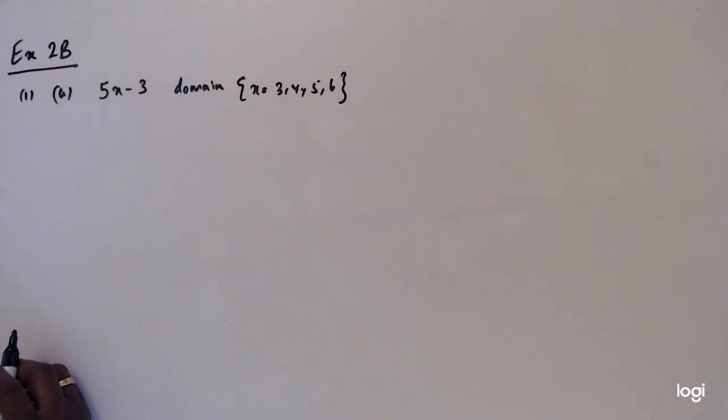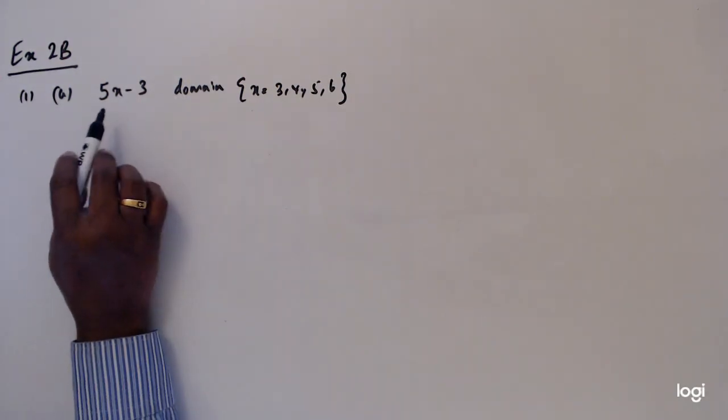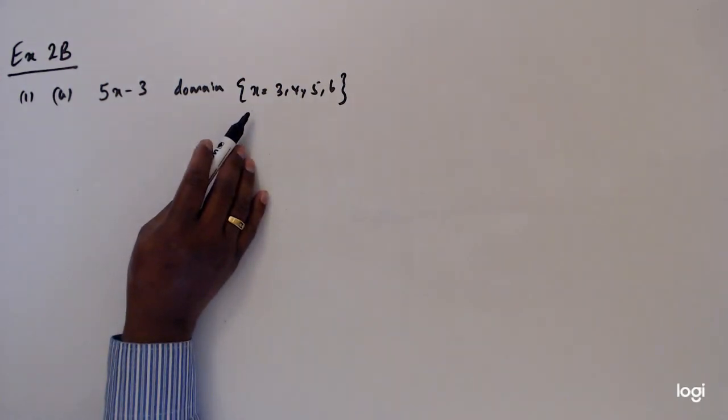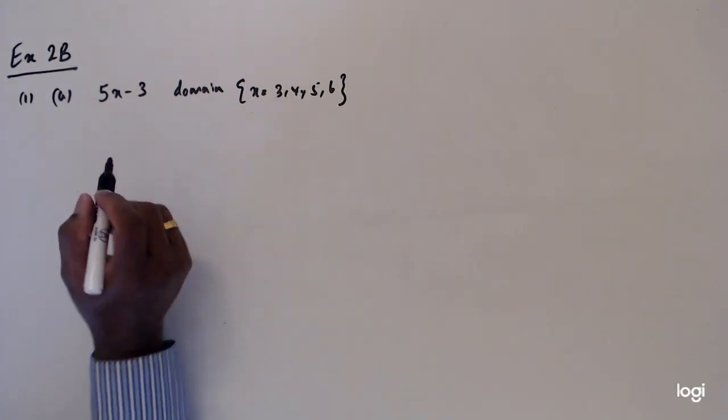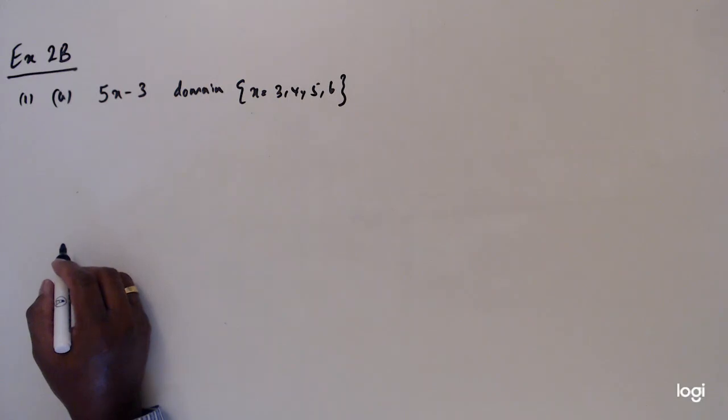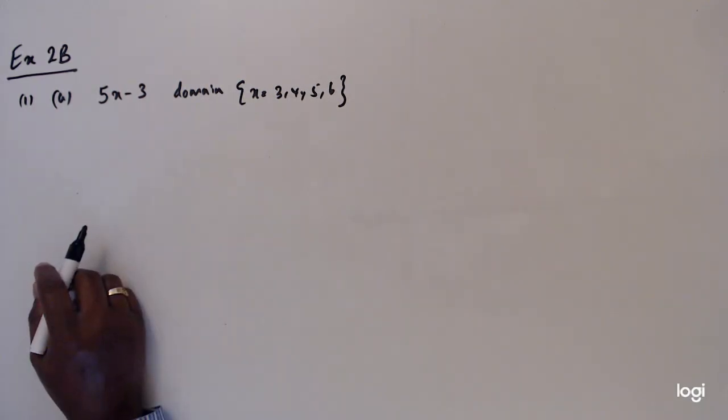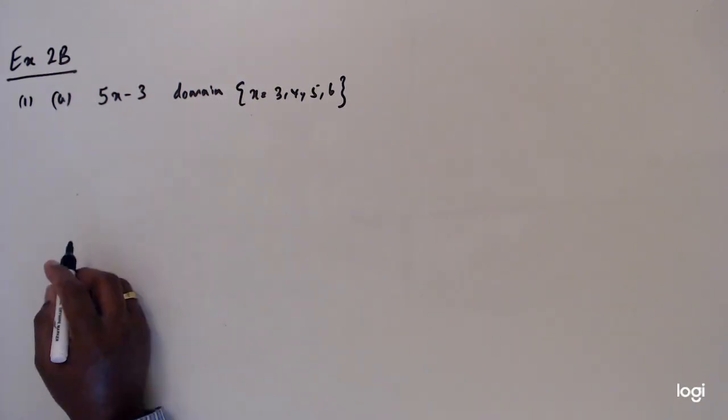This is question number one: 5x minus 3, and the domain is given. We need to discuss first, draw the mapping diagram, and then the function we want, decide one to one or many to one, and find the range of the function. So first of all, mapping.